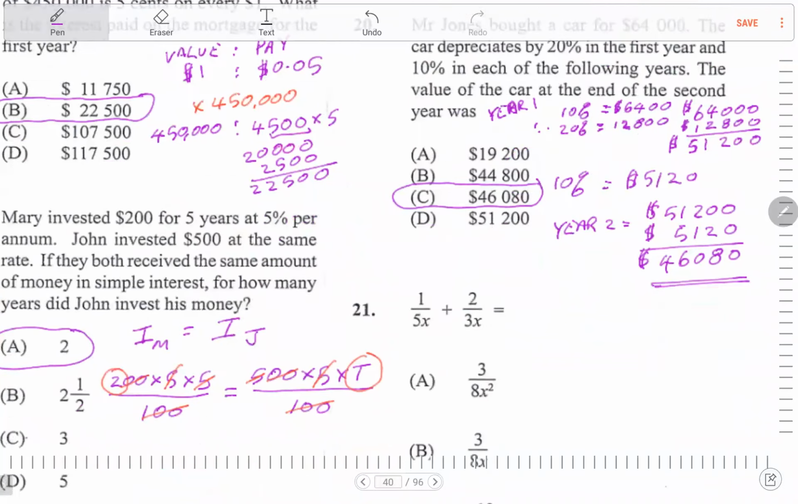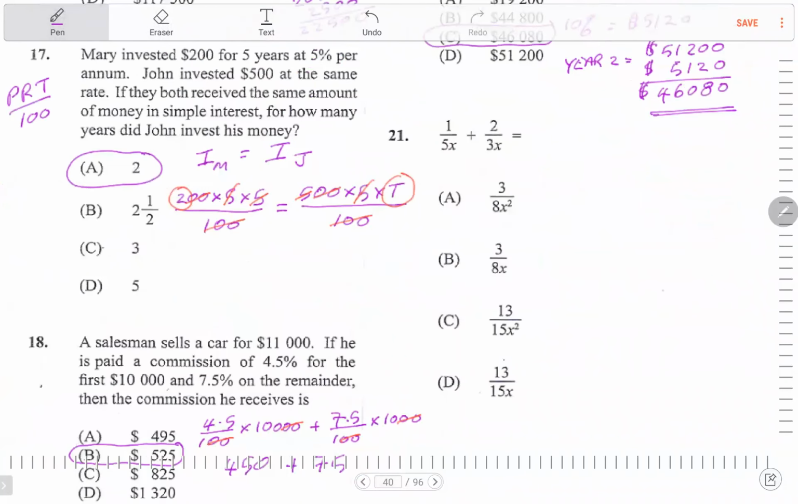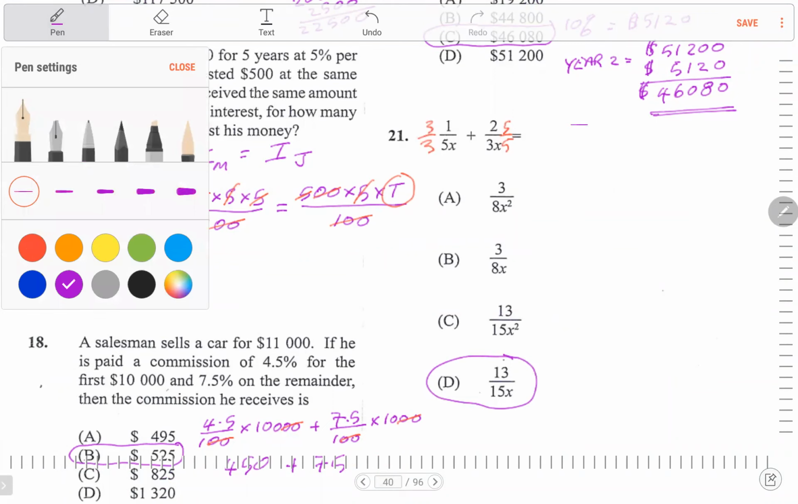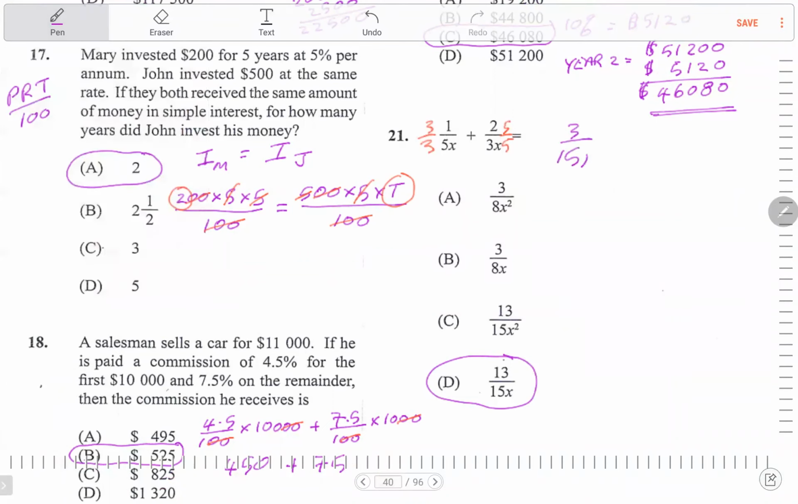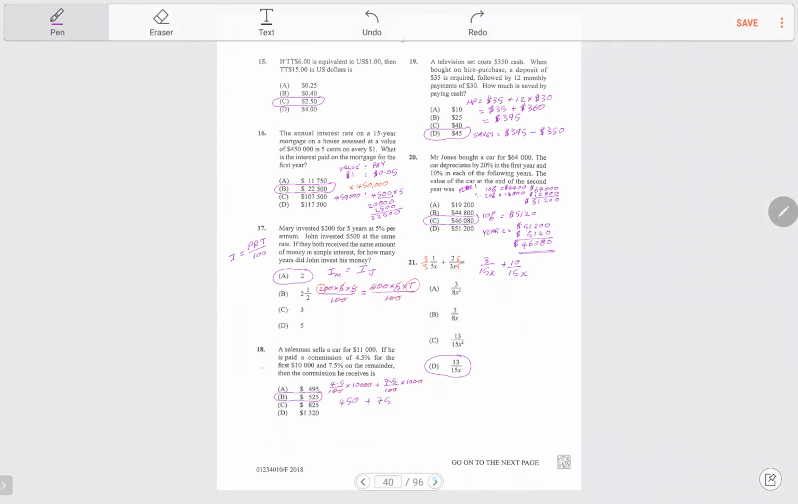All right. This question, we did this question earlier. And the answer was this, 13 over 15. Let's look at why again, because this fraction, we multiply it by 3 over 3, and this fraction multiplied by 5 over 5. So the two denominators become the same. And so it becomes 3 over 15x plus 10 over 15x. And then the 3 and the 10 give 13, 13 right here over 15x. All right. Simple as that. Next question.